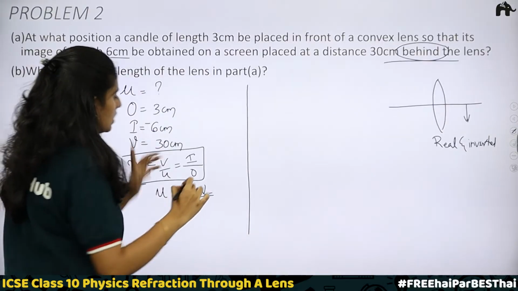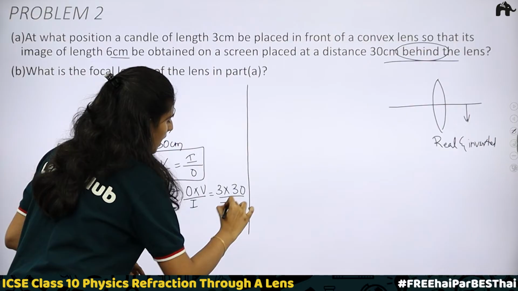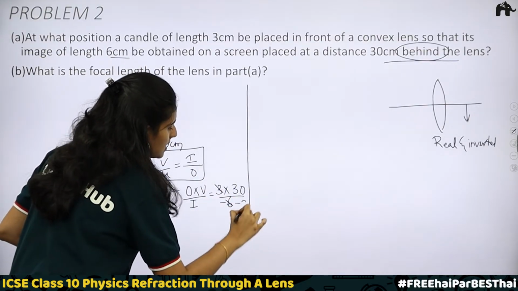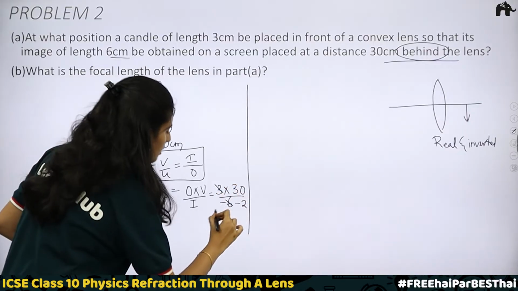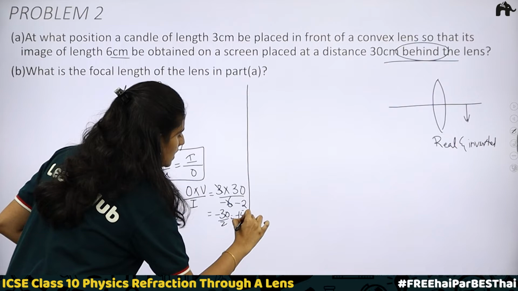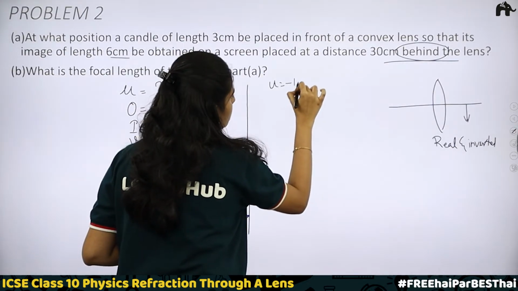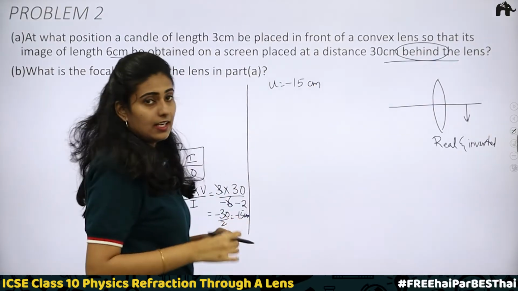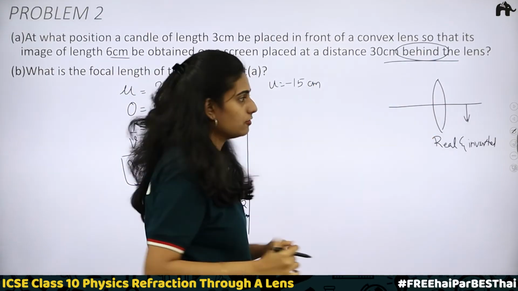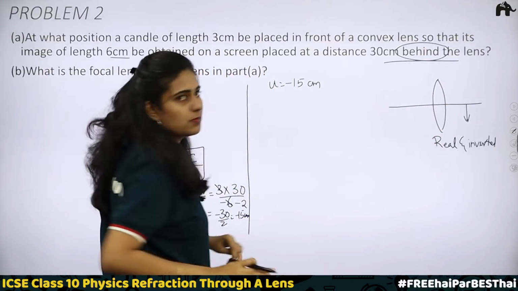O is equal to 3 centimeter. V is 30 divided by minus 6. Never forget the negative sign. Cancelling, here you will be getting minus 2. 30 divided by minus 2, that is minus 30 by 2, which is minus 15 centimeters. U is equal to minus 15 centimeters. Negative sign means the object is on the left side of the lens. 15 centimeter is the object distance.